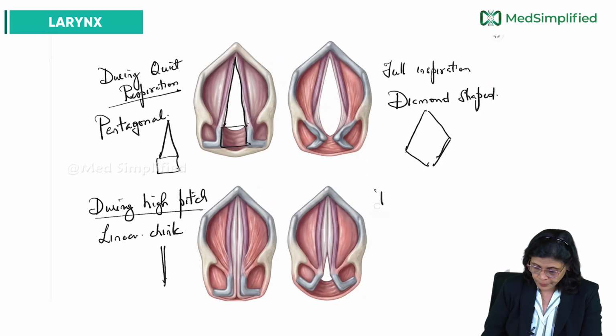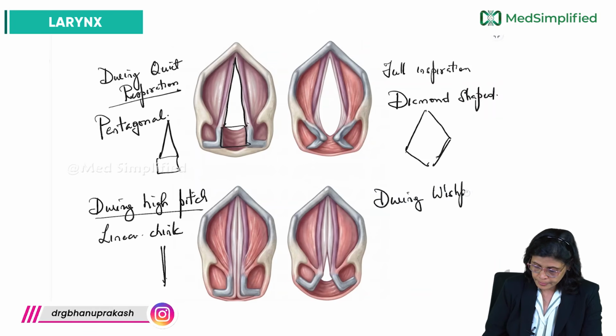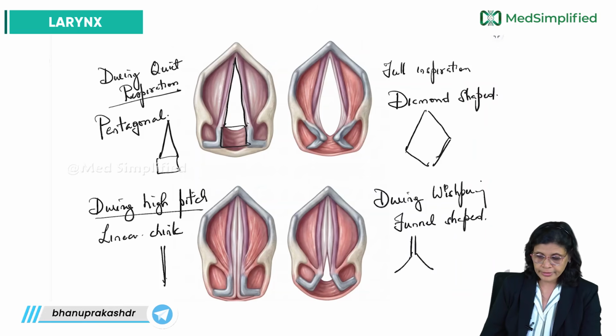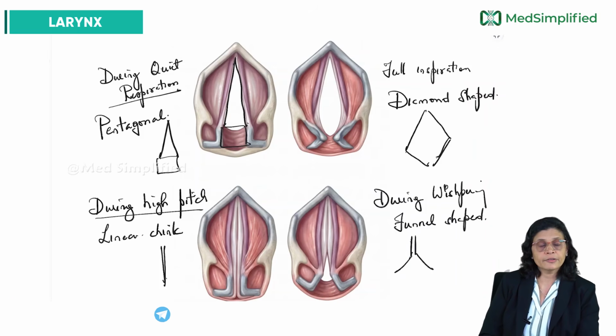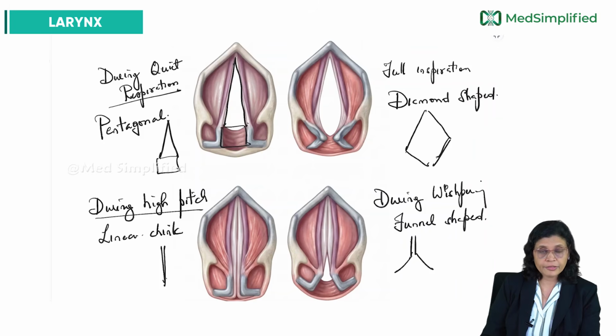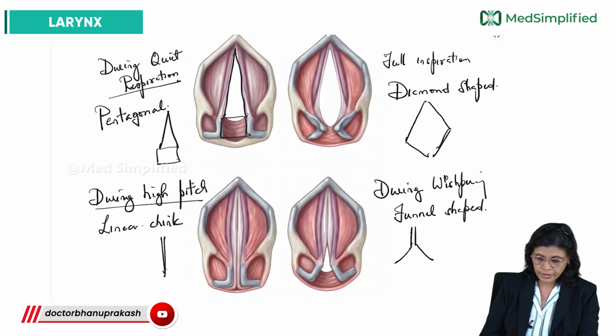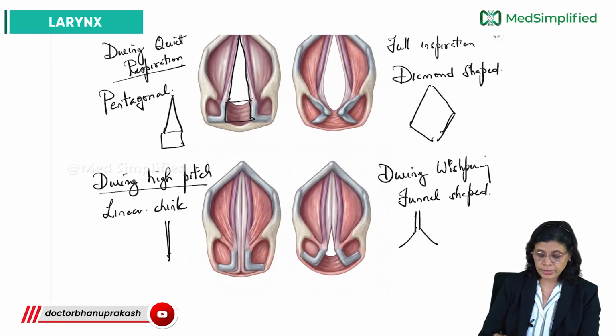Then during whispering, it becomes funnel shaped. The intermembranous part will be adducted, whereas the intercartilaginous part will be separated like a triangle, like an inverted funnel shape. So that is the different shape of the rima glottis which we see during the movements of the vocal cord in different phases of respiration as well as during phonation.